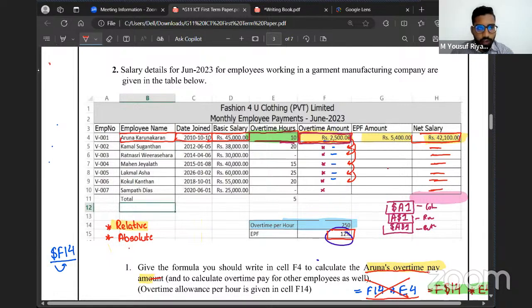In a spreadsheet, we have a function called sum, a function called min, a function called max, a function called average, and a function called count for your syllabus. Based on that, what function can be used? Exactly, we can use the sum function. And for this sum function, what should be the cell range we have to add together?